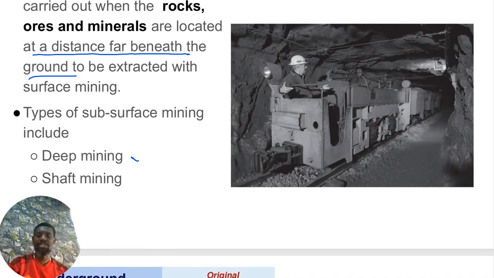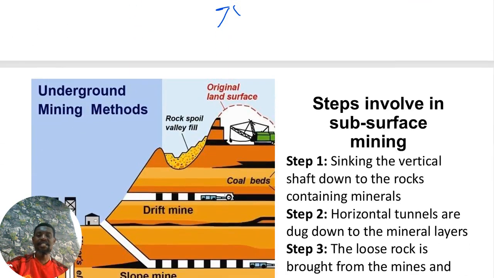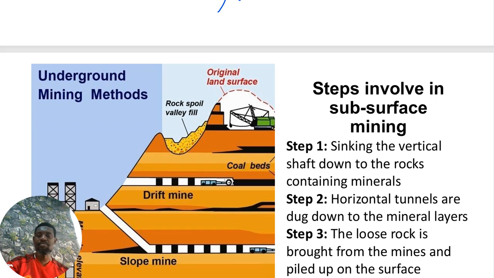There are 2 methods, which are deep and shaft. Now, in the sample paper for this syllabus, this image was there, which is an example of subsurface mining. So what are the steps involved in subsurface mining?